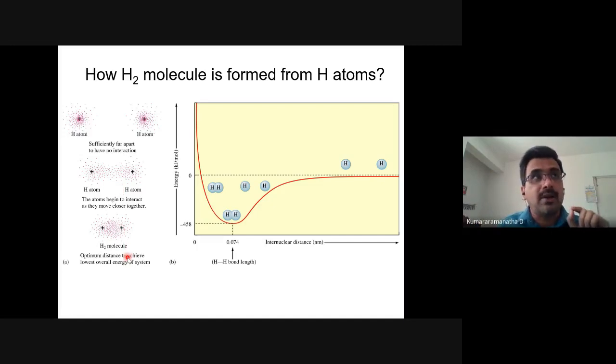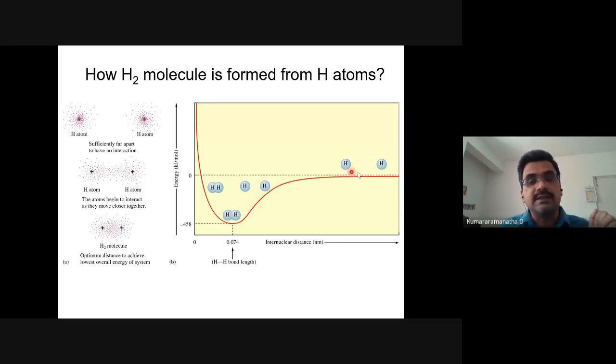At one particular point, it is called the bond length between the hydrogens. Once they form, it is difficult for the electron density to keep moving closer towards the nucleus, because you already have electron density repulsion. The same thing has been depicted in a graph or plot.